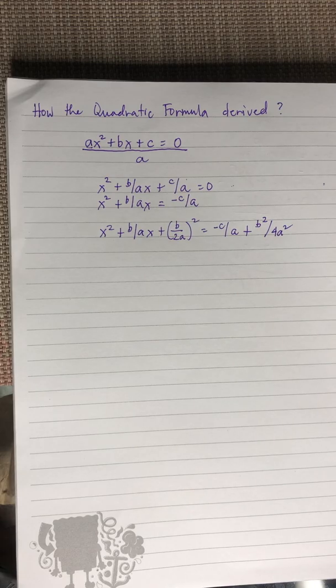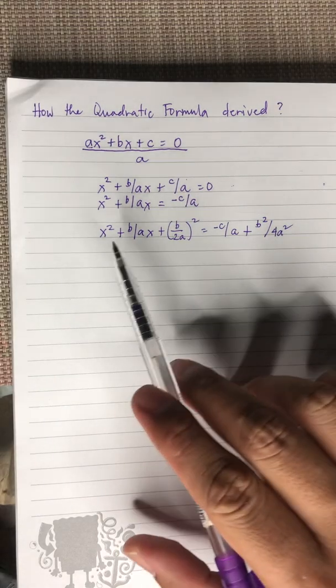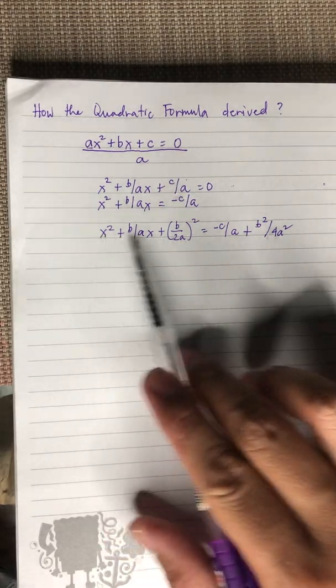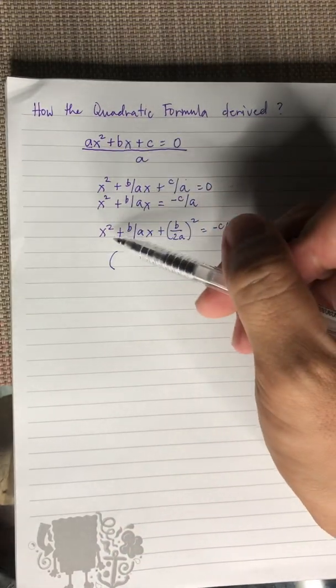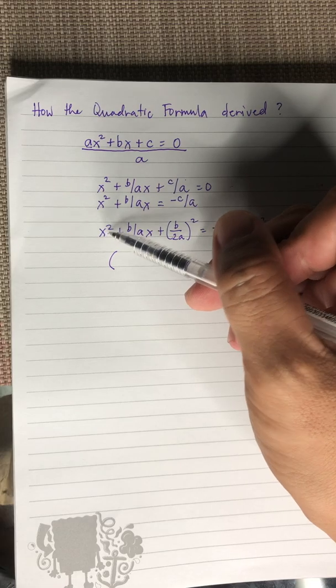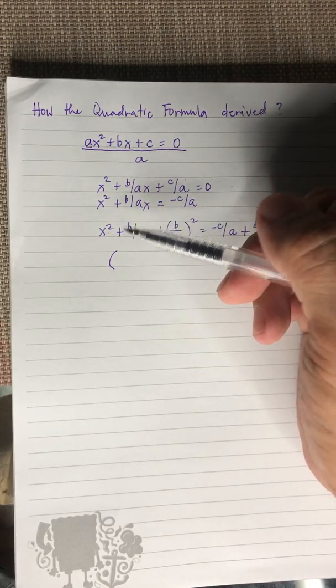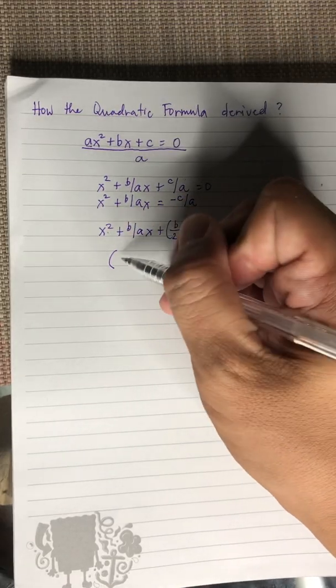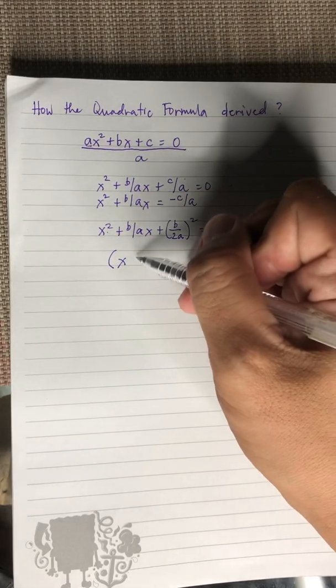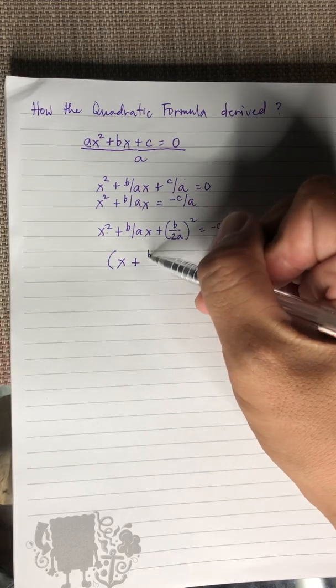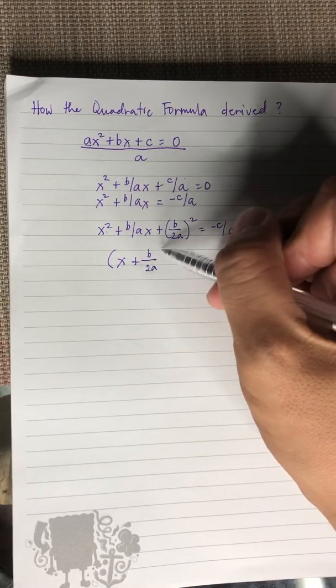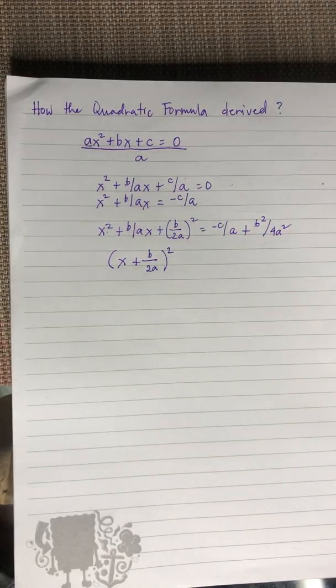And then the next step is we're going to factor this as a square of a binomial. So we take the first term, which is x squared, so the factor will be x plus, just write this one, b over 2a, then squared.